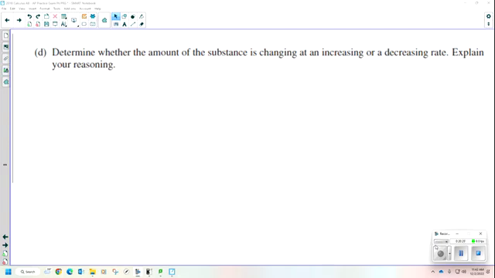The fourth and final part of question 5D says, determine whether the amount of substance is changing at an increasing or a decreasing rate. Explain your reasoning. Oh my God, friends, we need to explain. We need to use some words.